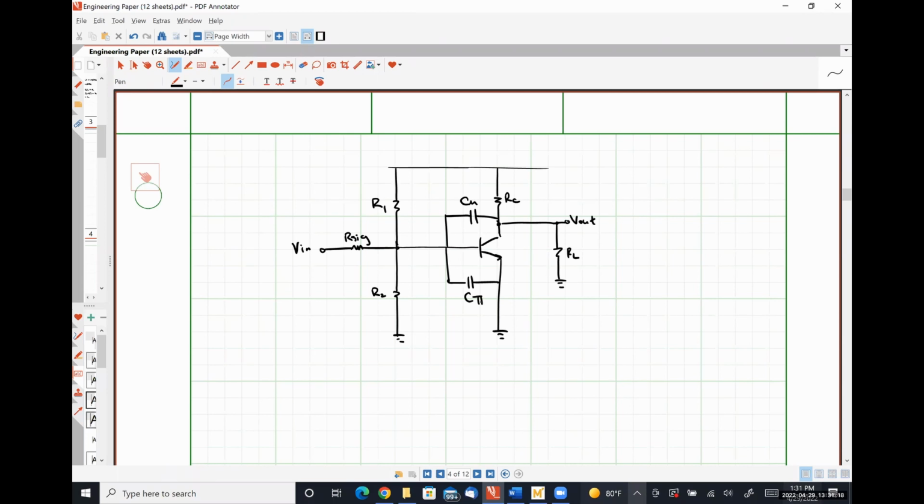I redrew the circuit 3 times and then all my analysis is right here. This is way, way, way more easy.